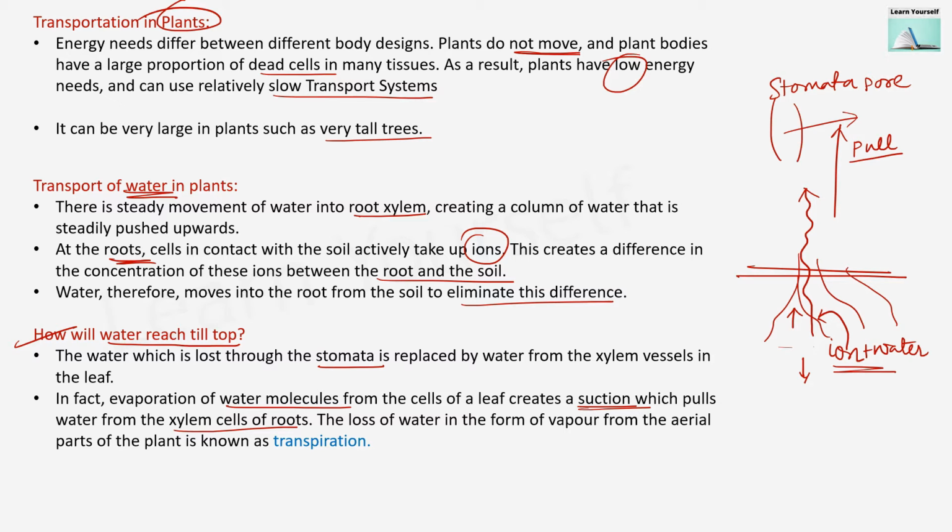The loss of water in the form of vapor from the aerial parts of the plant is known as transpiration. Now because of this transpiration, the water will reach from root till the shoot. And how will the water go to the root? Because of difference of ion concentration. So these are totally different processes. Here difference in ion concentration will work, and here transpiration pull will work.